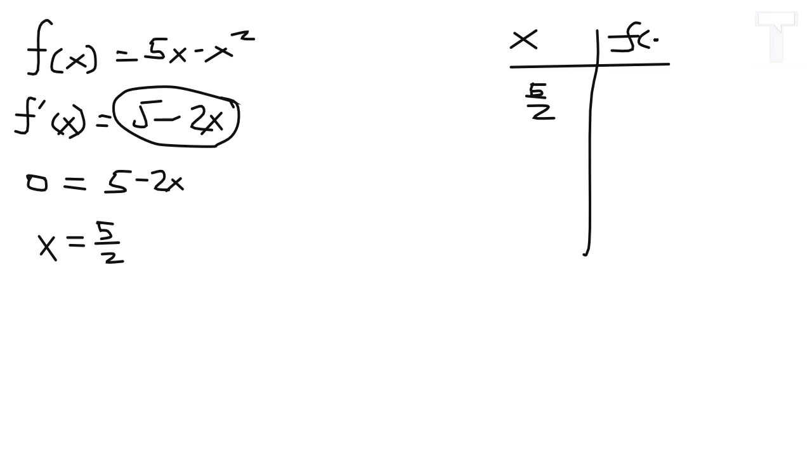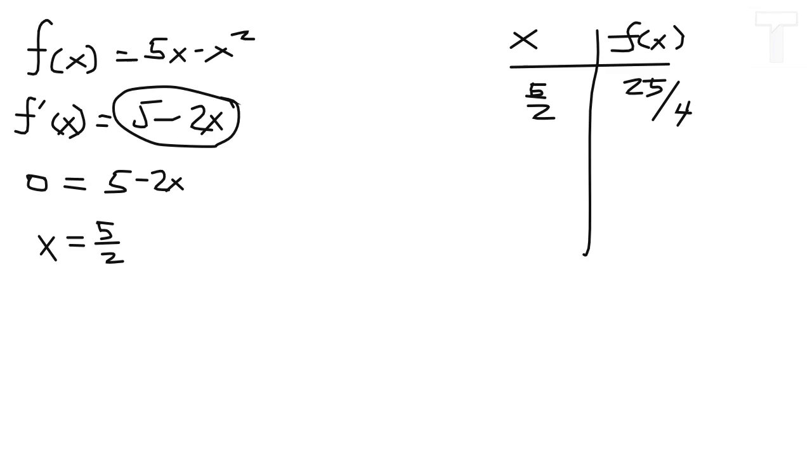I can figure out when I plug in 5 halves for x, what's the y value that comes out? I'll fast forward here. The answer is 25/4. The only thing left to decide is, compared to its neighbors, is 25/4 a high up point or a low point? Is it the top of a peak or is it the bottom of a valley?